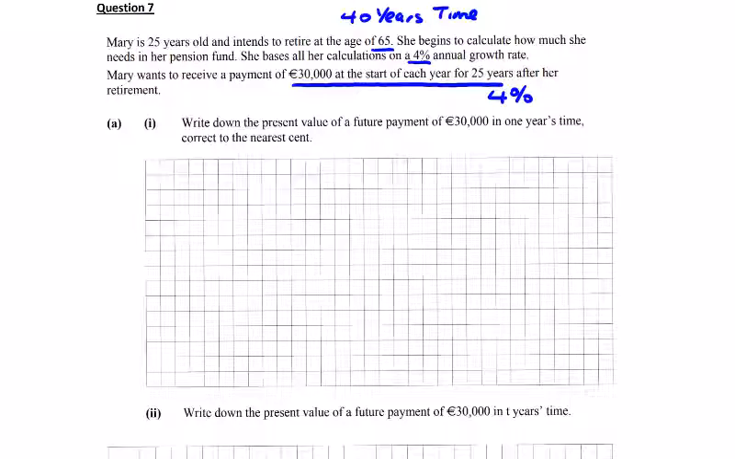And it starts off with this: write down the present value of a future payment of 30,000 in 1 year's time, correct to the nearest cent. So the present value of a future payment of 30,000 will be less than 30,000. If we said to the bank, I want 30,000 in a year's time, they'll say, well, give me a little bit less. How much less? 1 plus the interest rate less, 1.04. That gives me 28,846.15 to the nearest cent.